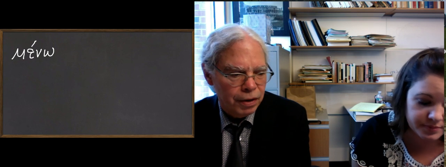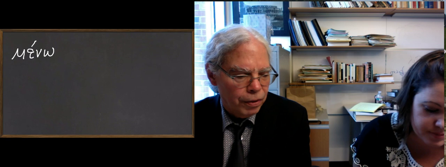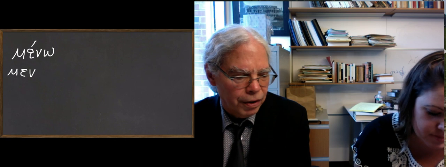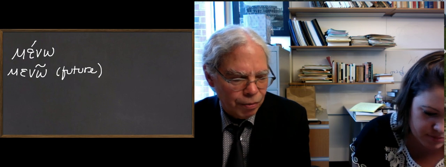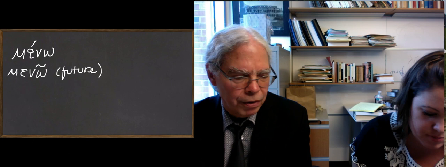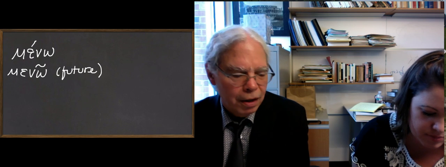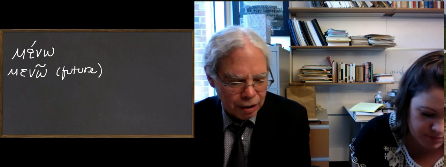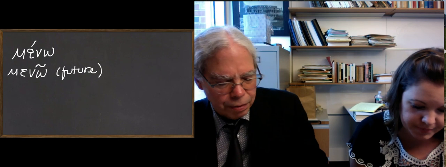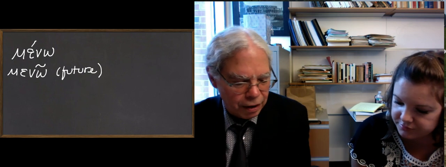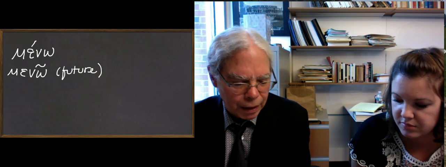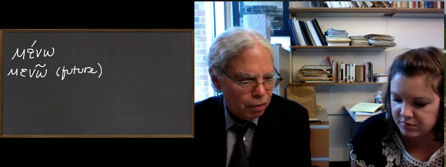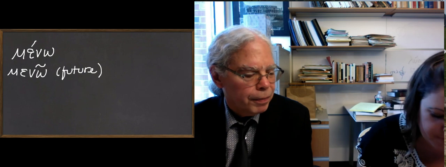But the future of it is meno with a circumflex over the omega, because it's a contract future, and you can't tell from looking at that form, although that's the way it's given in principal parts, whether it's an epsilon or an alpha contract. Well, the book should tell you that. If you look at the principal parts, it also gives you angelo, which has two lambdas in the present stem, and in the future it's angelo. We'll write that one down.